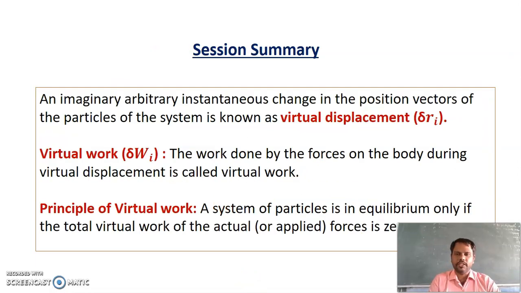So in this session we learned what we mean by virtual displacement, which is an imaginary, arbitrary, instantaneous change in the position vector of the particles of a system, and the work done by the virtual displacement is known as virtual work. We also learned the principle of virtual work, which states a system of particles is in equilibrium only if the total virtual work of the actual forces is 0.